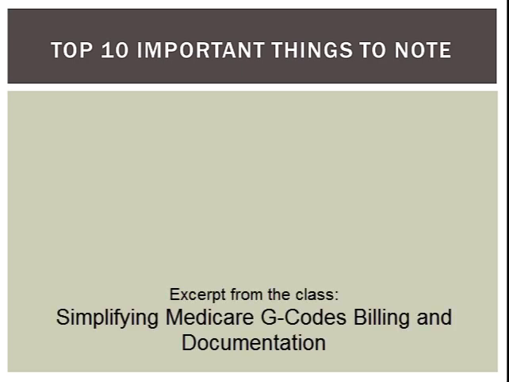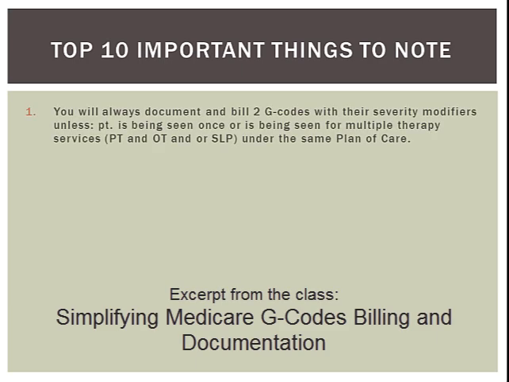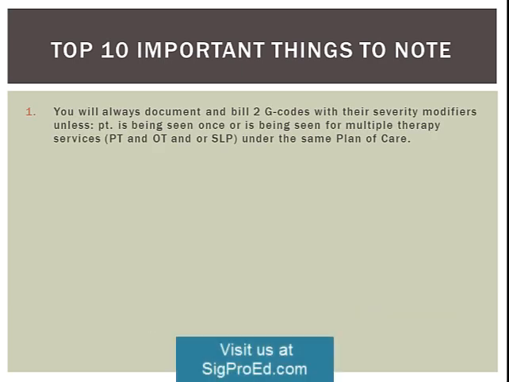Top 10 most important things to note when documenting and billing for Medicare G codes. Number 1, you will always document and bill 2 G codes with their severity modifiers unless a patient is being seen for multiple therapy services such as PT, OT, and/or speech under the same plan of care, or the patient is being seen only one time.